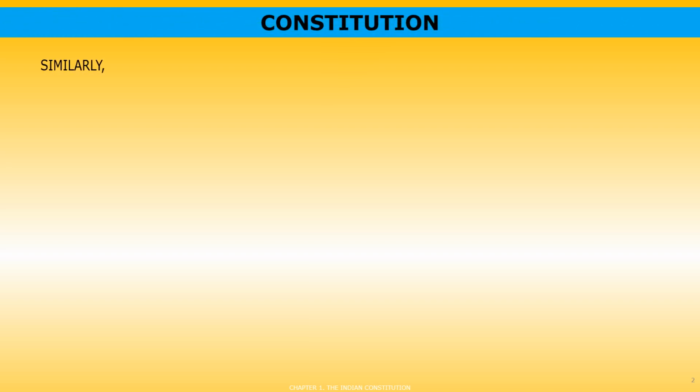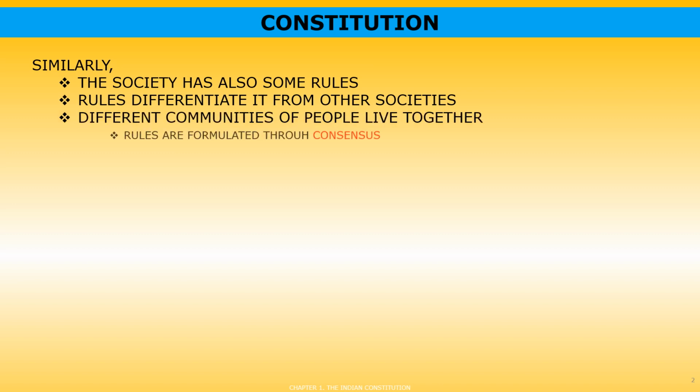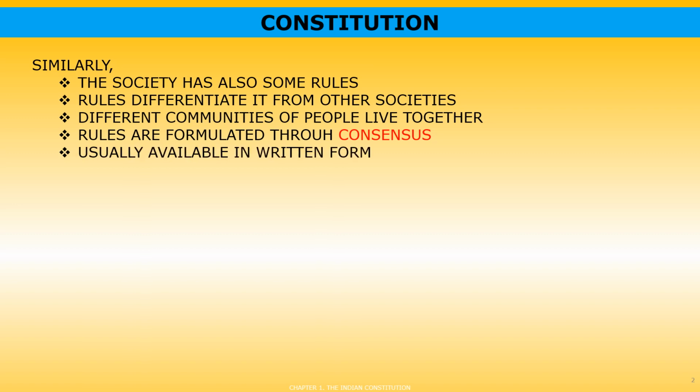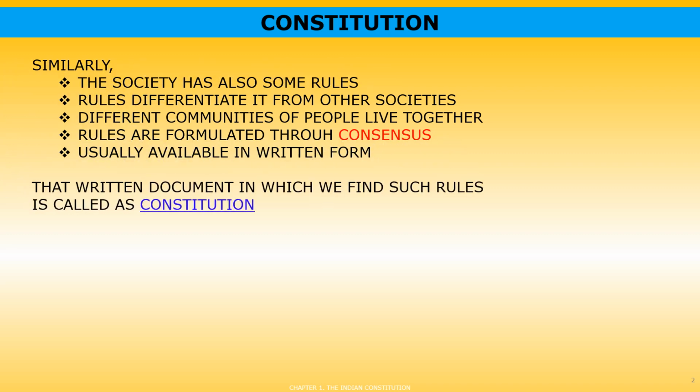Similarly, our society also has some rules which help to differentiate it from others. These rules are formulated through consensus, which is usually available in written form. Thus, the written document in which we find such rules is called a constitution.